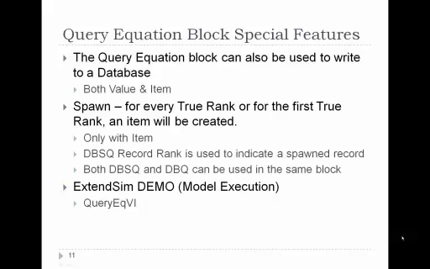Also, in the spawn situation, you can have both a DBSQ, which is a spawned result, and a DBQ that is being used in the same block. This helps indicate there are two items in the query equation block when it is spawning. The pass-through item, which is the item coming in initiating the DB query, and the spawned items. The spawned items are represented by the DBSQ, and the pass-through item on the output variables is represented by the DBQ. Quick Extend model on how this works.